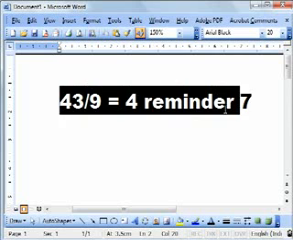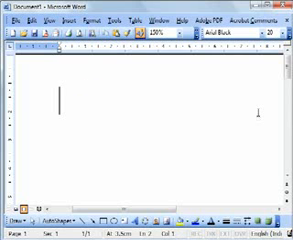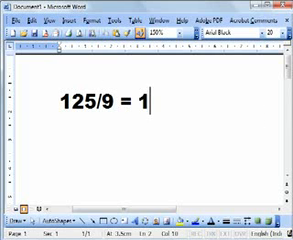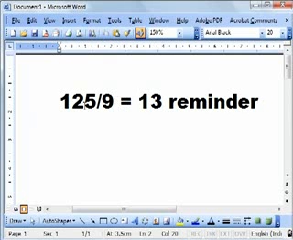Just take another example, 125 divided by 9. We put the first number 1, and the second number will be 1 plus 2, that is 3, so 13, and the remainder will be the addition of all these numbers, that is 8. Right?